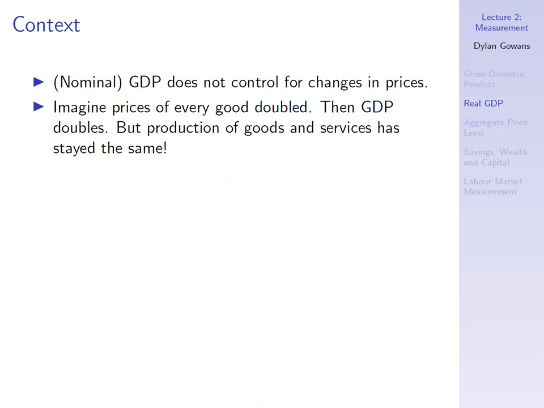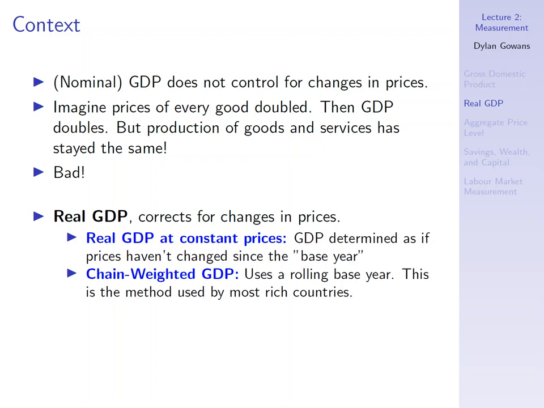So if we want GDP to be a measure of how much stuff we're making in the economy, or how much stuff is being bought and sold, well then not controlling for these changes in prices is bad. And so this is where real GDP comes in. It corrects for changes in prices. And we're going to talk about two ways of doing this.